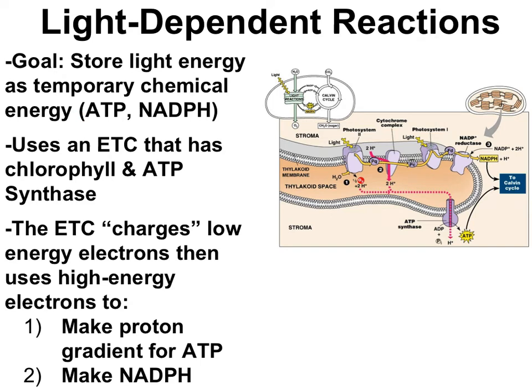ATP and NADPH. As we'll see, the light-dependent reactions use an electron transport chain, where chlorophyll and our old friend ATP synthase are the stars of the show. In the case of photosynthesis, the electron transport chain charges up low-energy electrons and then uses the energy of those electrons to make a proton gradient and to make NADPH. Let's take a closer look at that electron transport chain and the supporting structures that make the light-dependent reactions possible.